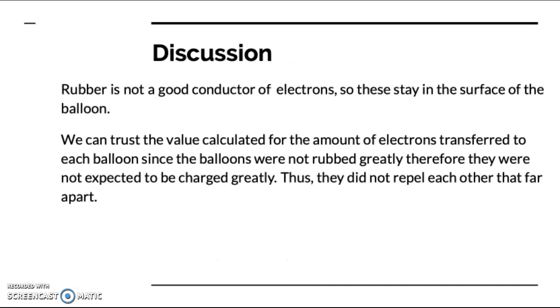From our readings, we understand that rubber is not a good conductor of electrons, so these are bound to stay on the surface of the balloon once we transfer them by rubbing them on our clothing. We can trust the value calculated for the amount of electrons transferred to each balloon, since the balloons were not rubbed greatly, therefore they were not expected to be charged greatly. Thus, they did not repel each other that far apart.